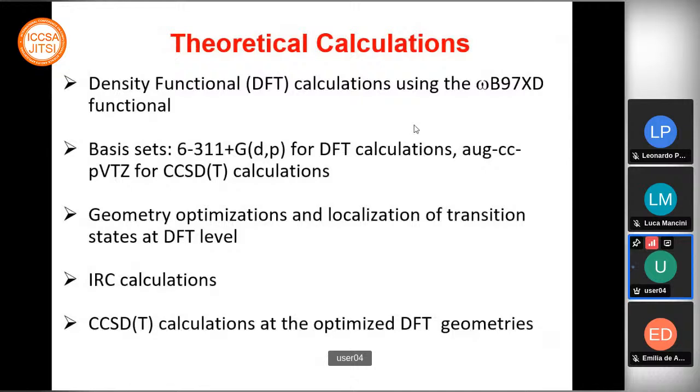In order to get theoretical information on this system, we perform density functional calculations using the omega B97XD functional with a split valence basis set. At this level of calculation, we perform geometry optimization and localization of transition states. We check the nature of the stationary points by performing, of course, frequency calculations, and we assign the transition states to the correct reaction by performing intrinsic reaction coordinate calculations. Then we refine the energies by performing coupled cluster single, double, and triple excitation calculations using a larger basis set, that is, a triple zeta plus polarization plus diffuse function basis set.